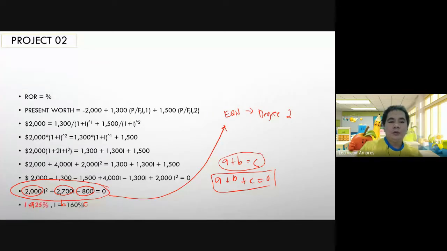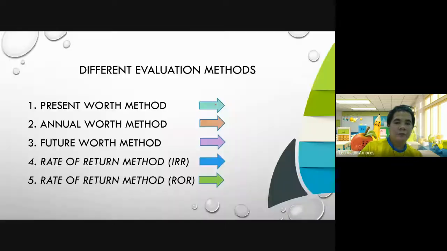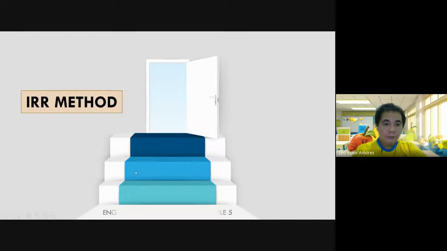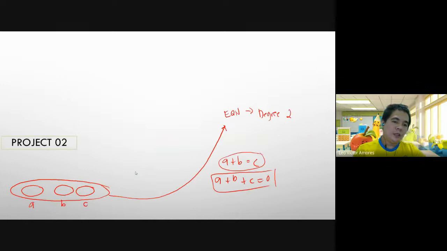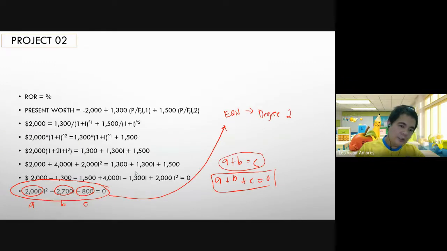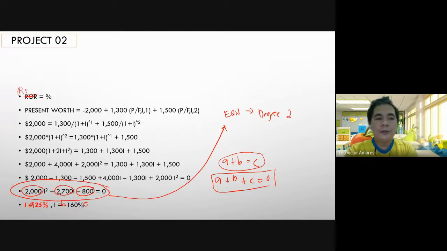Okay? So, by that time, makakuha na ta nga the value is 25% and negative 160%. Balik. Meaning, you do not have any negative interest rate. So, basically, the answer is 25%. So, ang IRR, I'm referring to IRR. So, the IRR is equal to 25% for project 2.